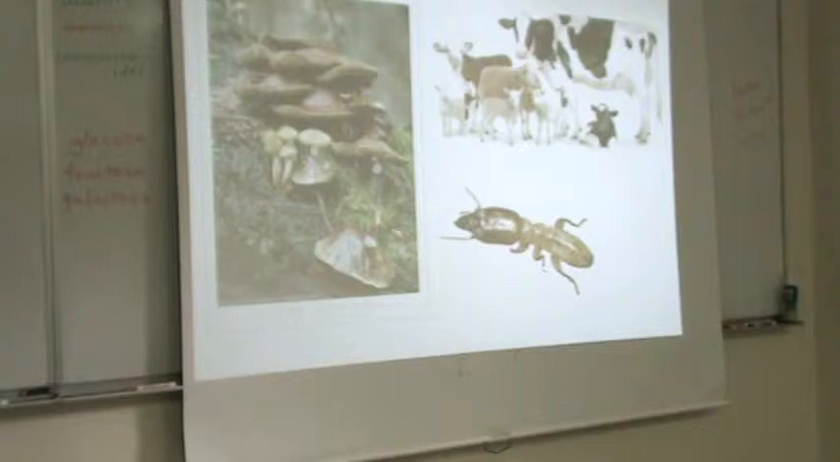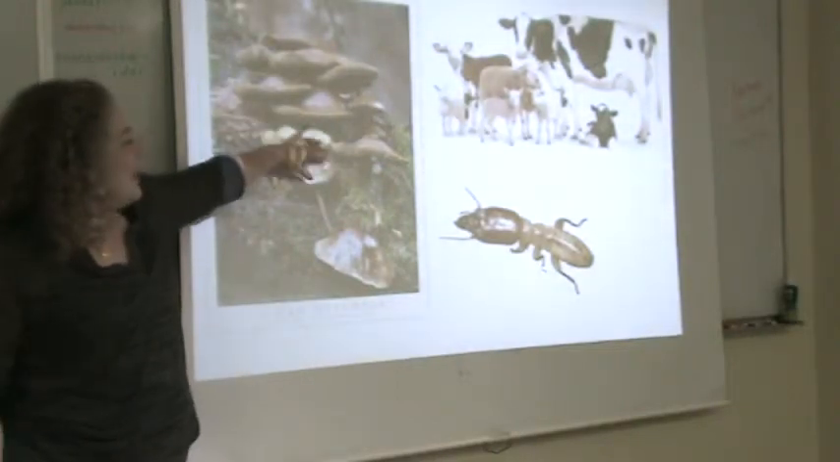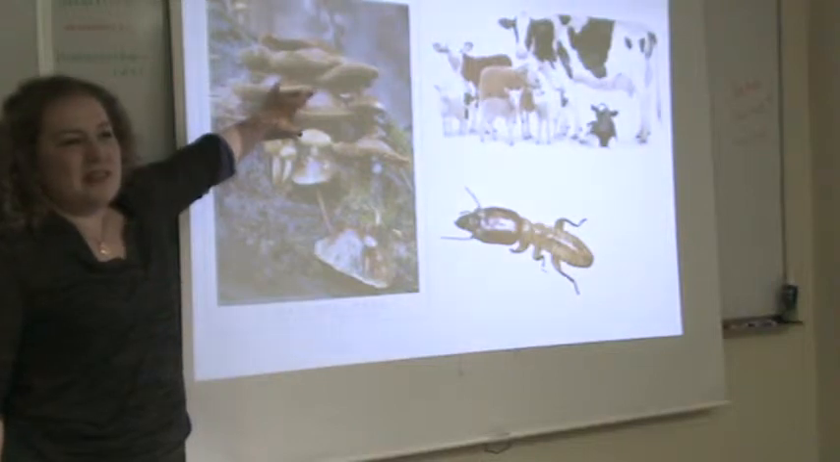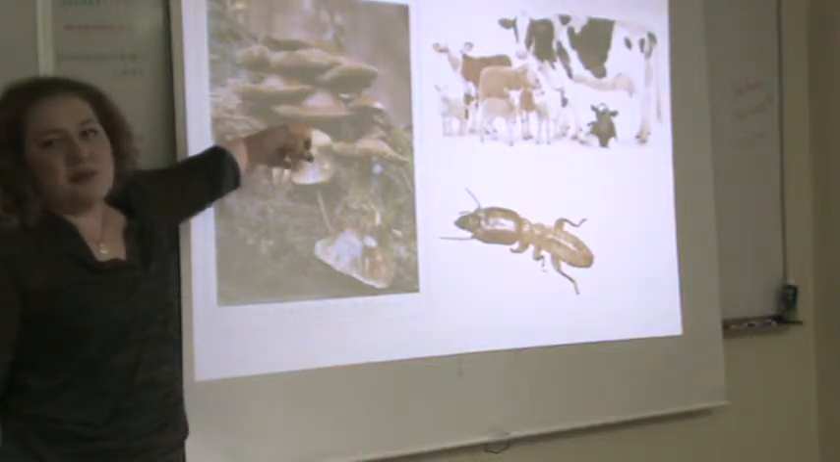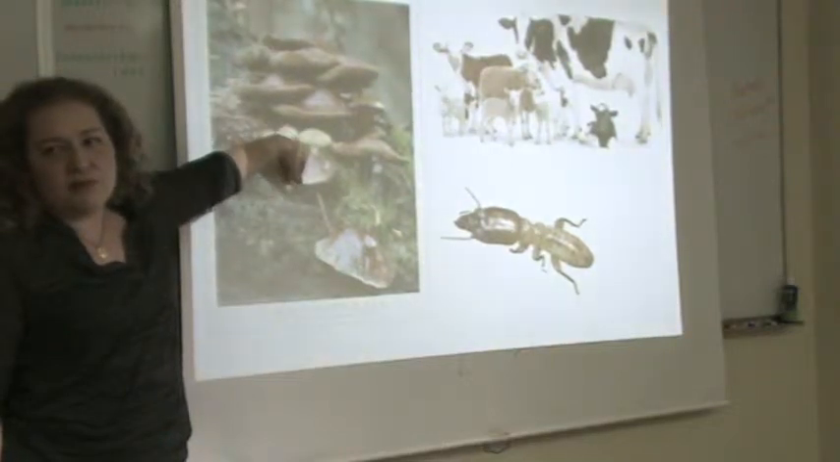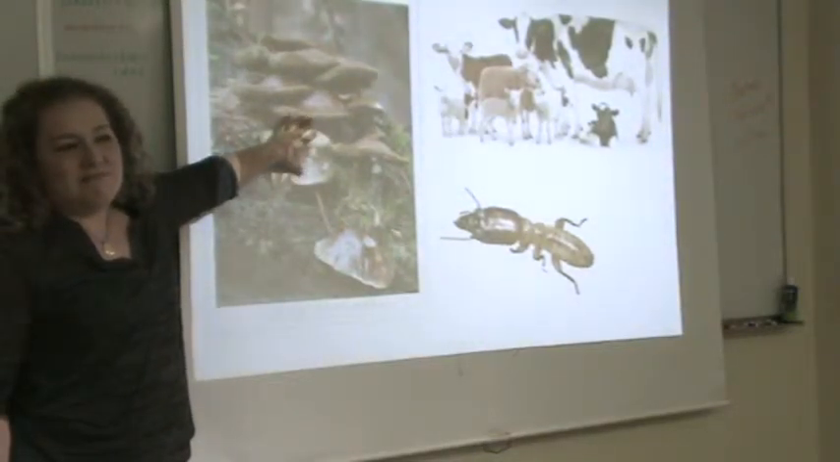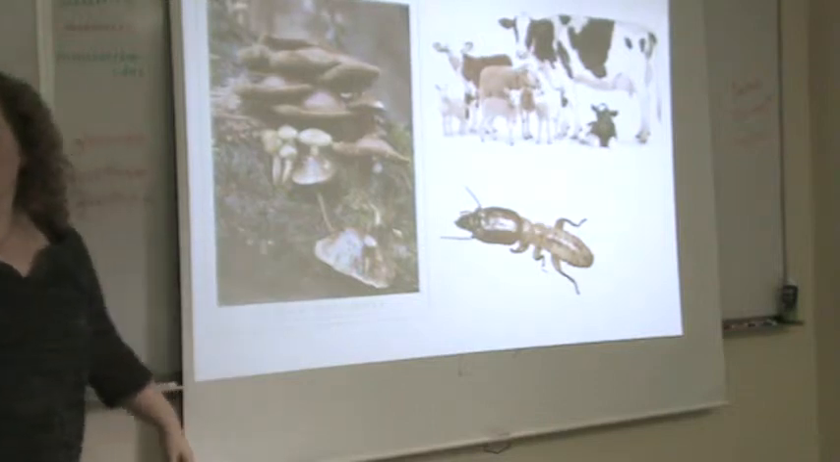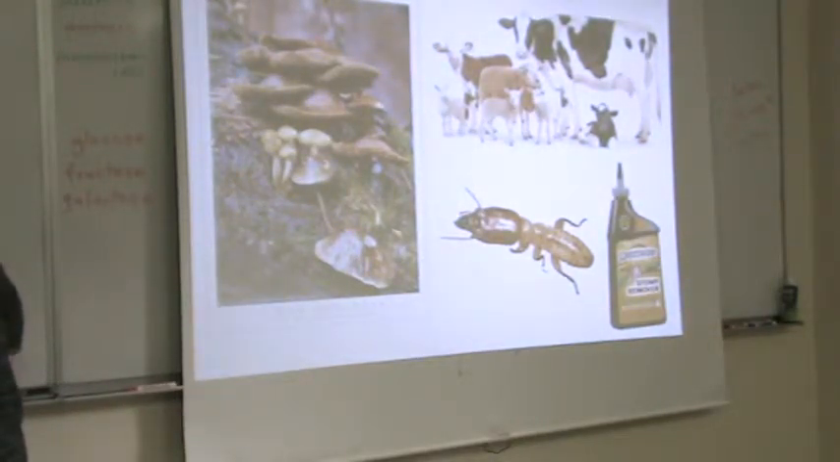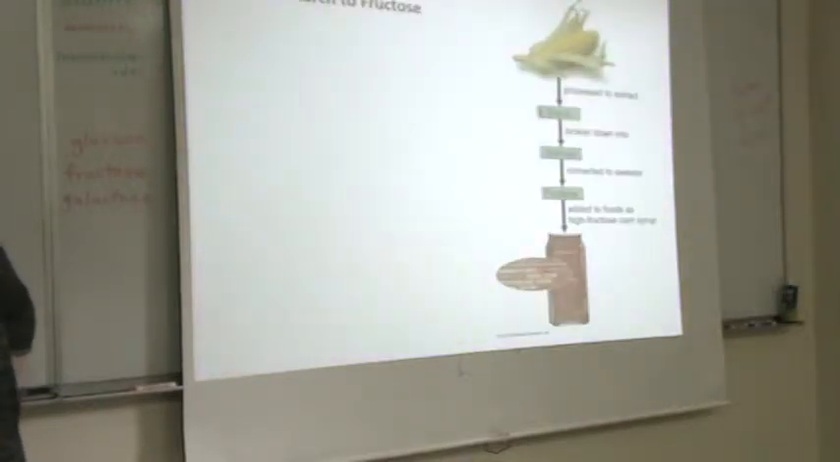Guess what else can break down cellulose? Fungi. So when mushrooms grow on a log, they are dissolving the bonds out of the cellulose, out of the wood in the log, and they use it for energy. They've got those enzymes. We don't. I'm going to move on from that. That's not a life process.